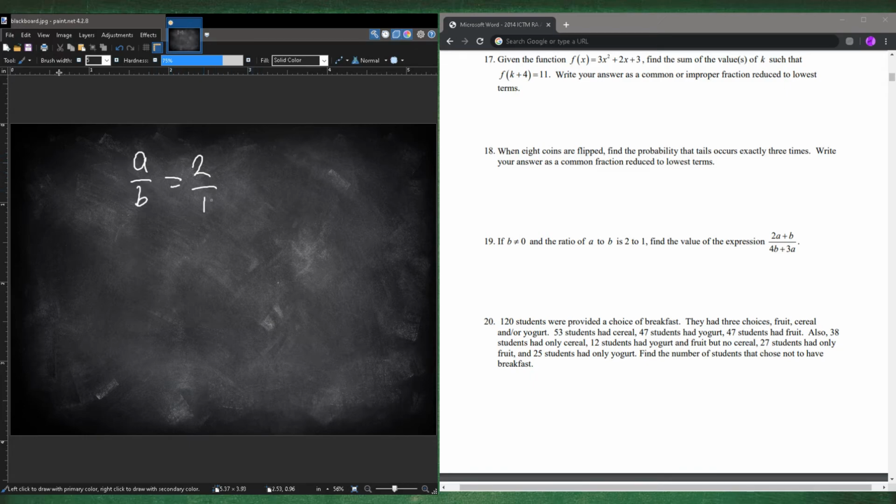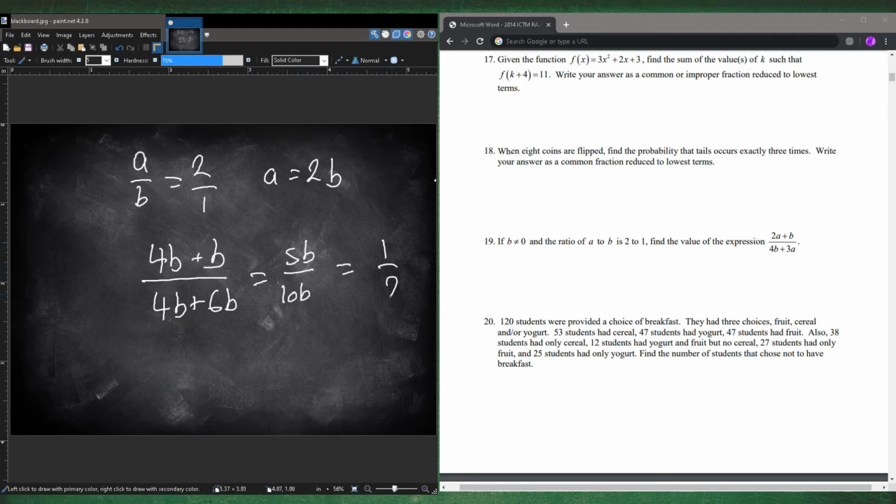So we know, cross multiplying, a is equal to 2b. Let's substitute that in for a. So 2a is 4b, plus b, all over 4b plus 6b. So that is 5b over 10b, which is equal to 1/2. Basically just that simple.